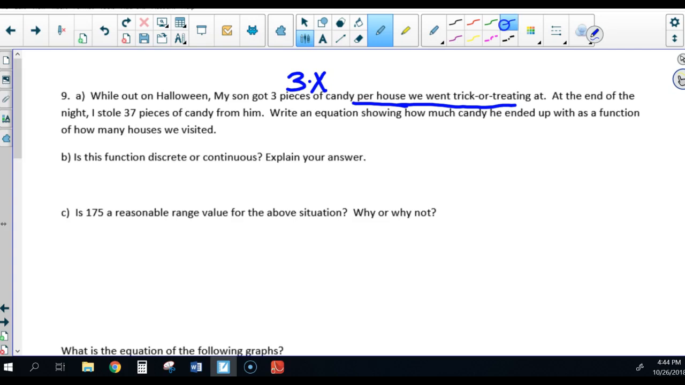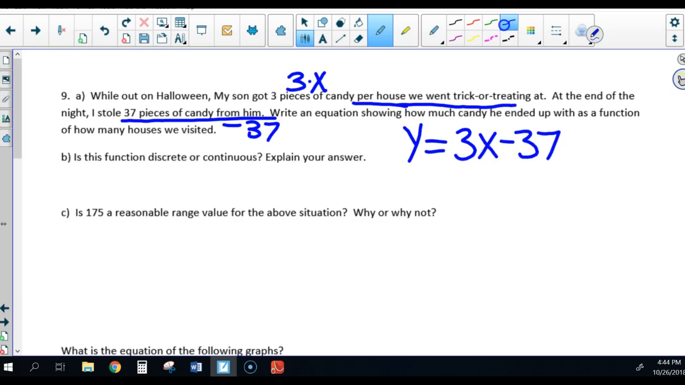At the end of the night, I stole 37 pieces of candy from him. So I am gaining candy, he is losing candy. So minus 37 is what that means. Write an equation showing how much candy he ended up with as a function of how many houses we visited. So the amount of candy he ends up with: he got 3 per house, but then he lost 37. So there's our equation.